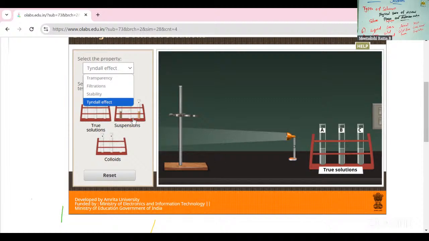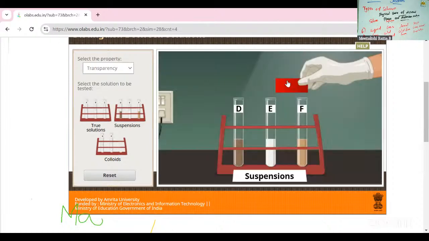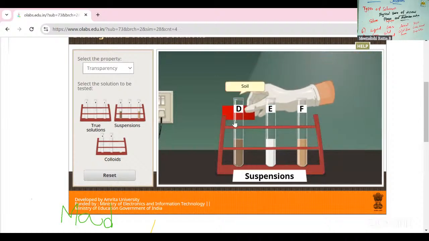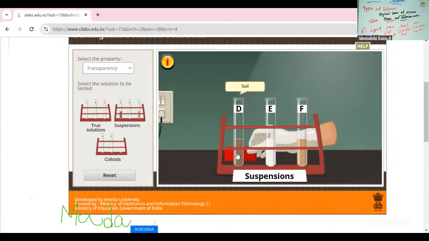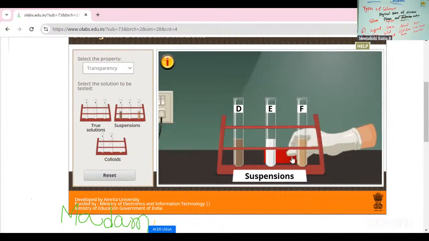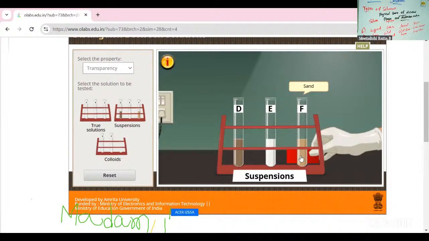Okay. Next, I am going to choose the suspension. The first property is transparency. The same thing: the cellophane paper behind the test tube. It is opaque in nature. The paper is not visible. So this is the suspension. A suspension is opaque. The paper is not visible. So this is the suspension.